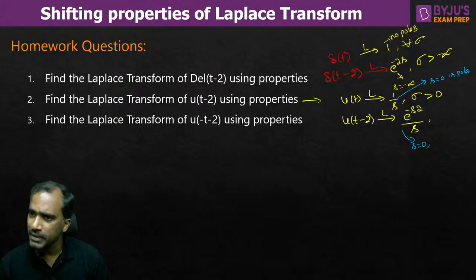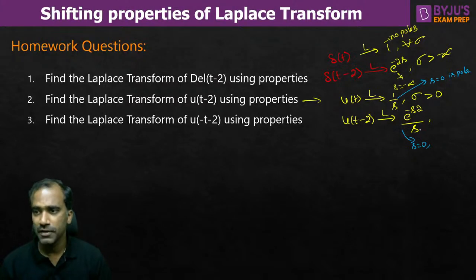At s equal to 0, if you put s equal to 0, the numerator becomes 1 and the denominator becomes 0, so it becomes infinity. So s equal to 0 is a pole, because at s equal to 0 the Laplace transform becomes infinity. The ROC should not include poles, right? That's why sigma is greater than 0, which means this pole is not part of the ROC.